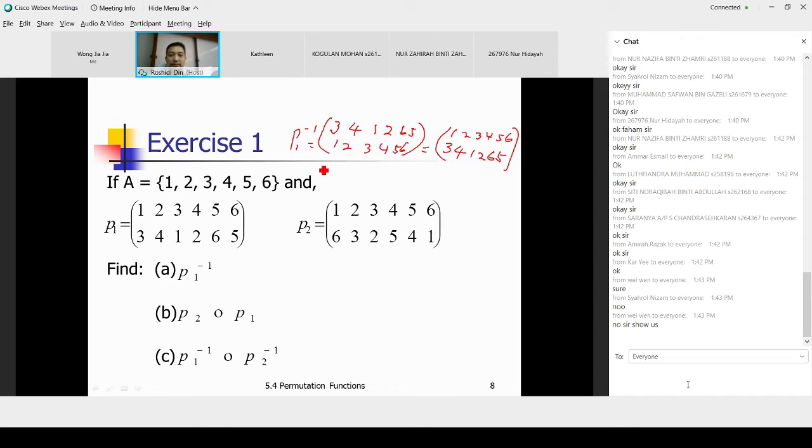So P2 inverse. P2 is 6, 3, 2, 5, 4, 1 over 1, 2, 3, 4, 5, 6. So it will be 1 refers to 6, 2 refers to 3, 3 refers to 2, 4 refers to 5, 5 refers to 4, 6 refers to 1. So this is P1 inverse, this one is P2 inverse. So the question is P1 inverse joined with P2 inverse.